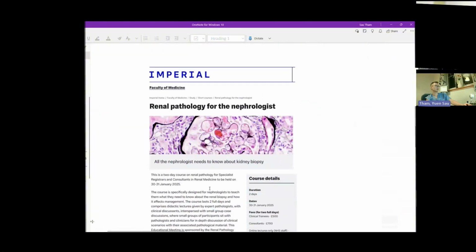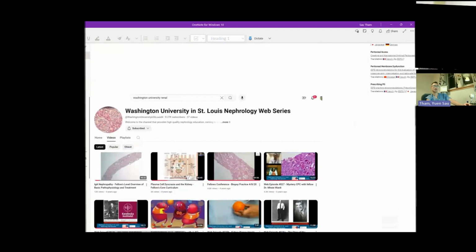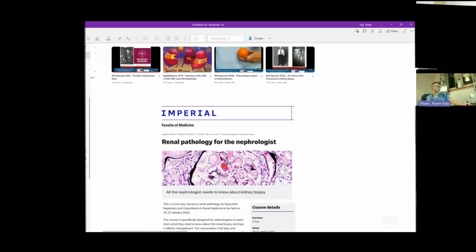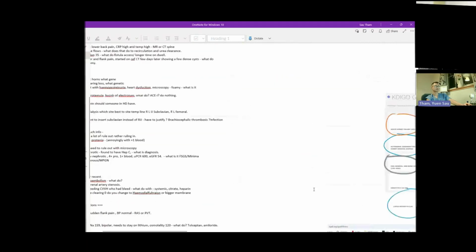And then you can top it up with the Imperial course if you want to take it. I think you'll be fine. But these are the resources. It took me ages to find these resources and actually cobble them together. But yeah, these are resources that you should use for pathology.